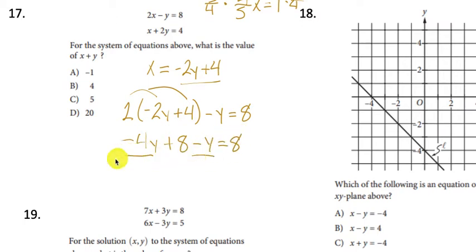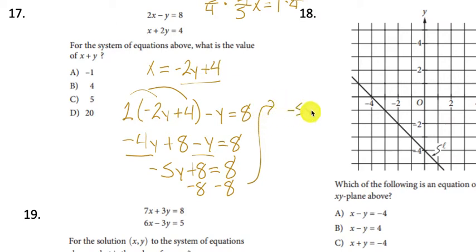We can combine the like terms together. Negative 4y minus y is negative 5y plus 8 equals 8. We can subtract 8 on both sides, and we'll get negative 5y equals 0. And then finally, if we divide each side by negative 5, 0 divided by negative 5 will just be 0. We can plug this back into the original equation that we have here. x equals negative 2y plus 4. Instead of y, we plug in what y equals, which is 0.